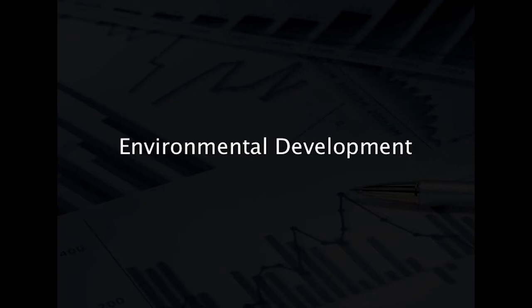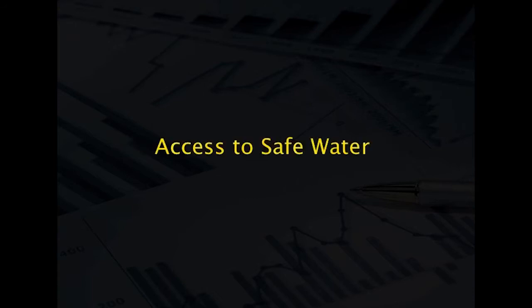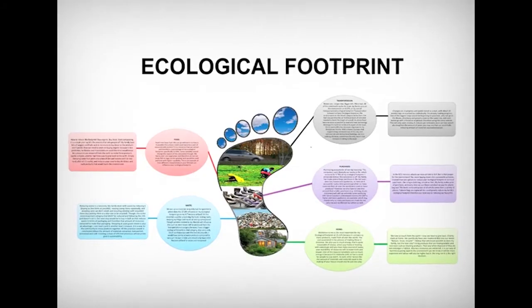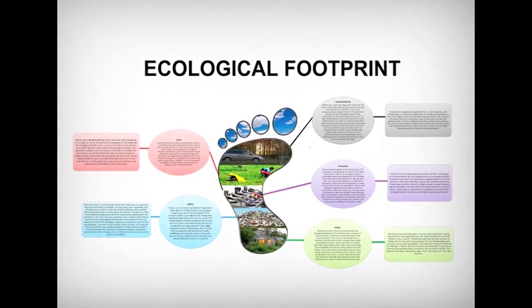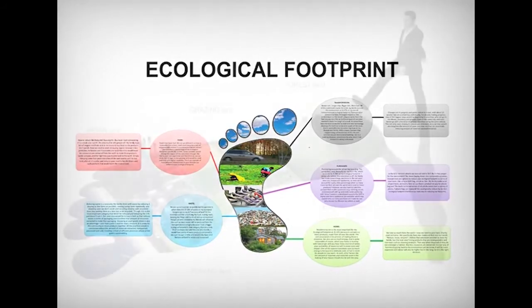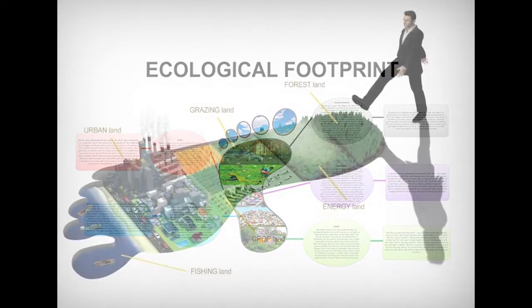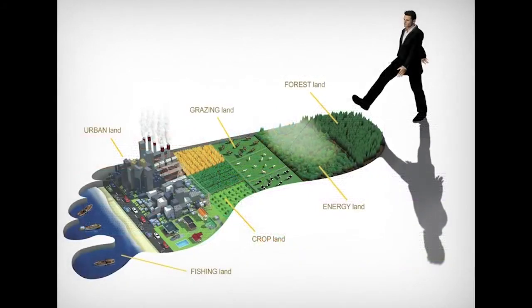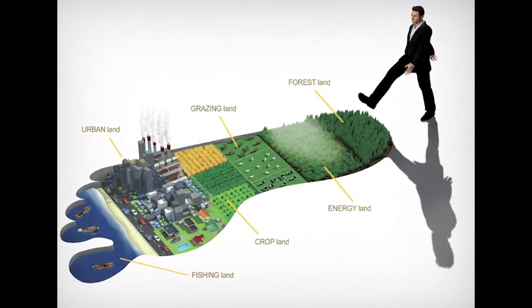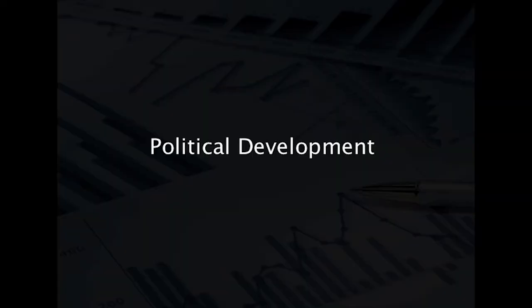And now, the next type of development is environmental development, which deals with access to safe water. This shows what percentage of people have access to sanitary and safe water, that is, free from bacteria and parasites. And the other one is ecological footprint. This is the impact of a person or community on the environment, expressed as the amount of land required to sustain their use of natural resources.